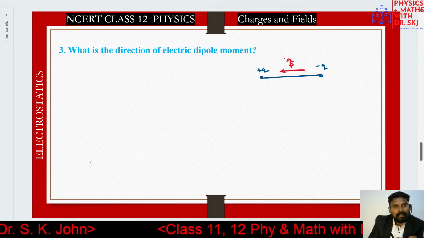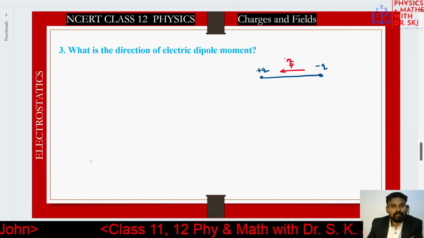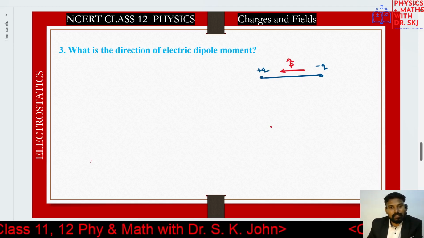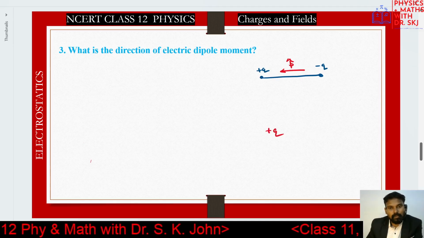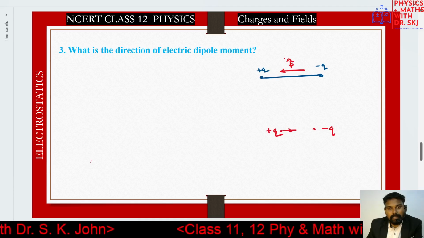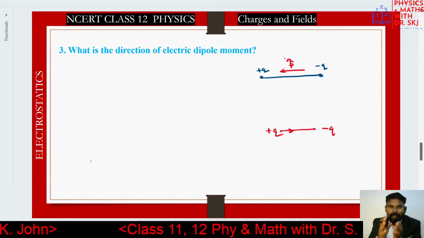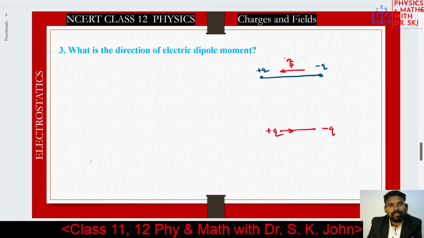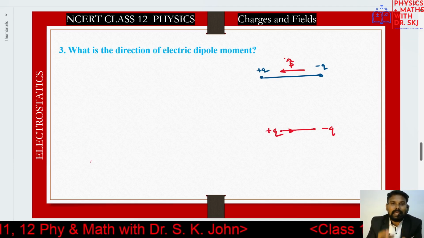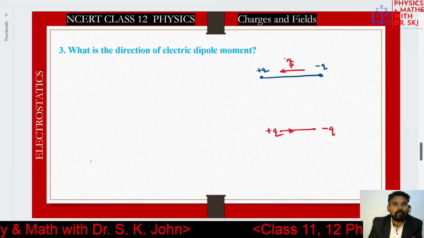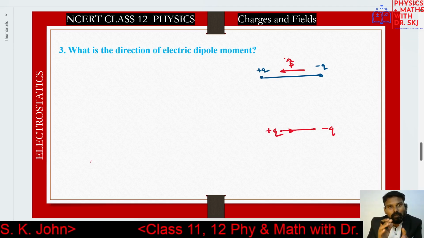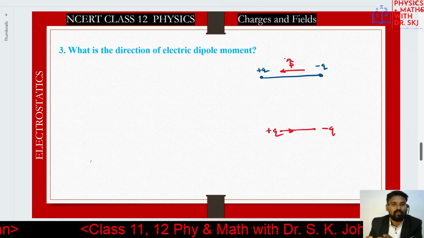We have studied in the previous lecture that an electric field will be starting at a positive charge and ending at a negative charge. Suppose there are two charges, plus q and minus q. In that case, the electric field will be starting at the positive charge and ending at the negative charge. So the direction of electric field is from positive charge to negative charge. But in the case of dipole moment, the direction is from the negative charge to the positive charge. So the direction of dipole moment is opposite to that of electric field.